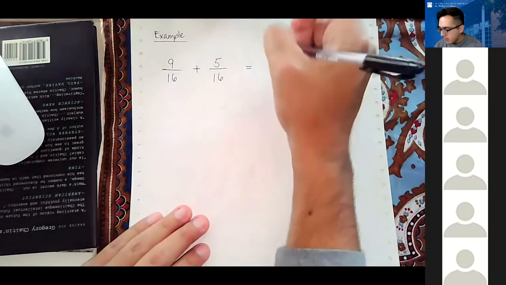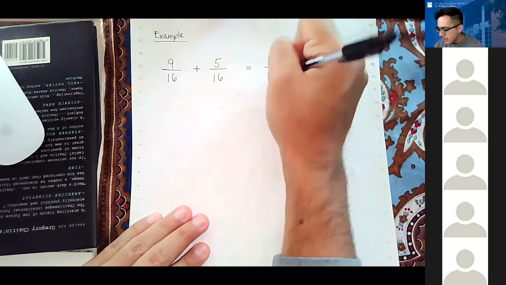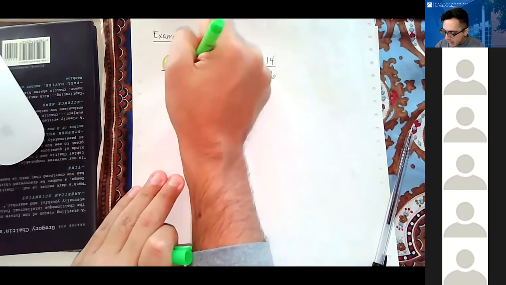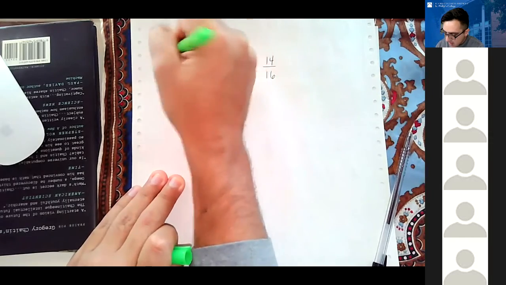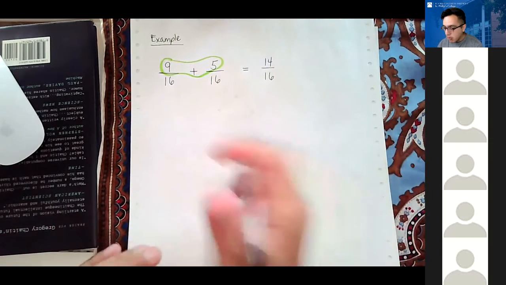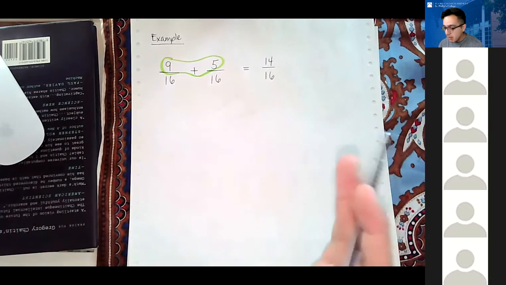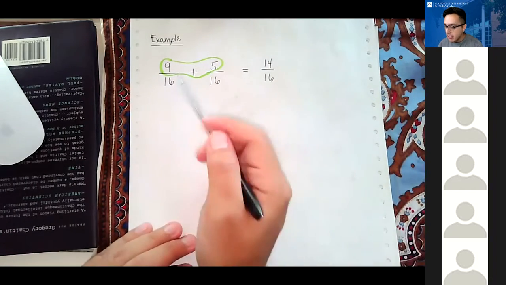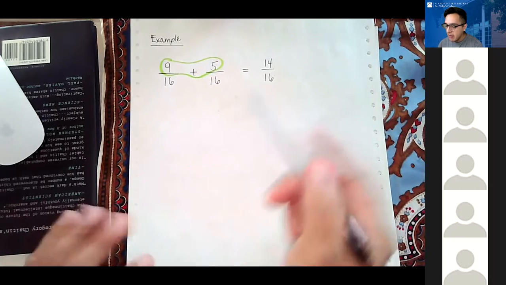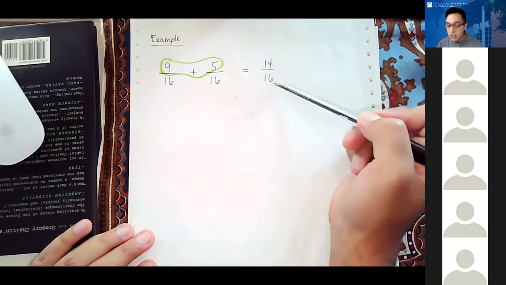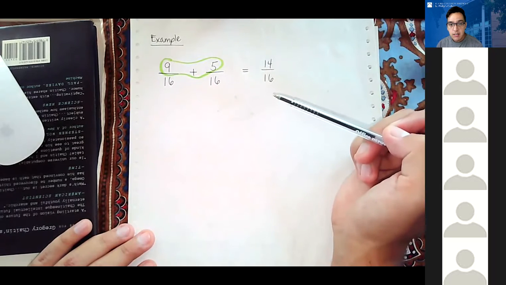14/16. Yeah, 14/16. Again, we're just adding the numerators and keeping the denominator, the slice of pizza, the same. Both of these pizzas, if you can visualize them, were cut in the same way. They have the same size slice. But the number of slices that we're combining, that's what we're really adding. So we have 14/16. That's going to be our fraction.